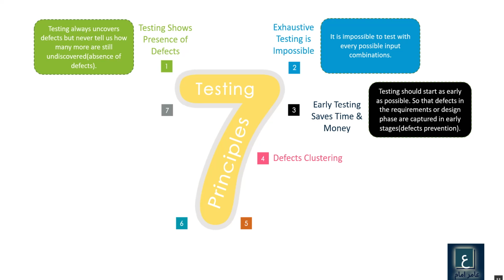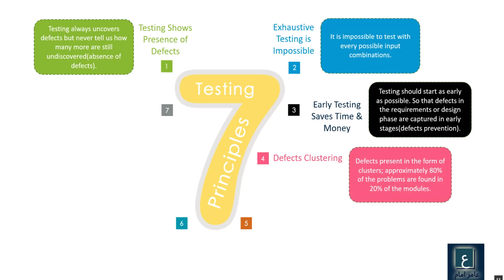So principle number 4 is defect clustering. So defects always cluster together, and defects are present in the form of clusters. Approximately 80% of defects come from 20% of the modules. This is because they cluster and they are always present in the form of clusters.